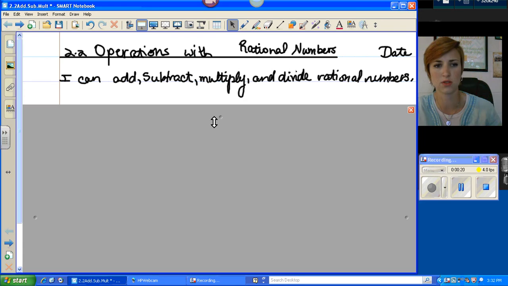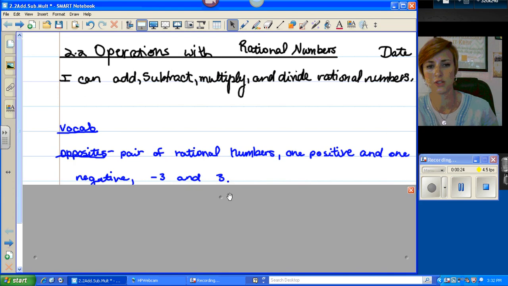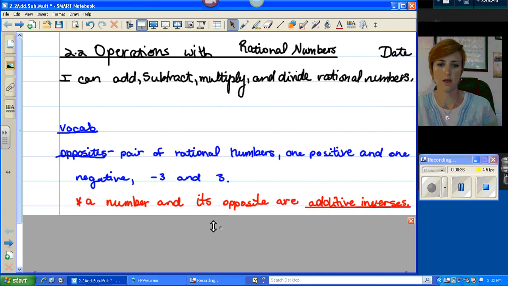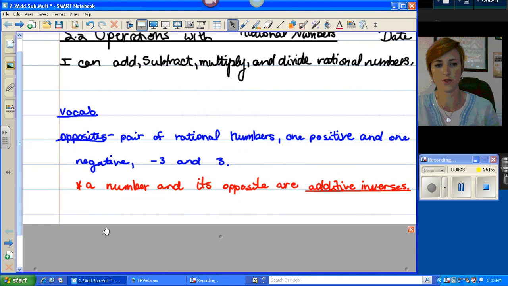Okay, we're going to start off with some vocab, and the very first one is opposites. Just to remind you, opposites are a pair of rational numbers in which one is positive and one is negative. I'll give you the example, -3 and 3. And a reminder from chapter 1 in our properties, a number and its opposite are additive inverses.